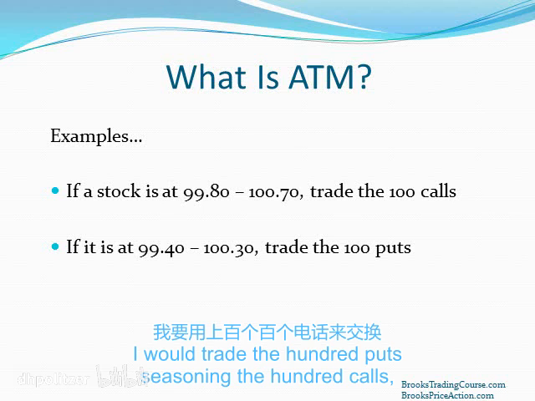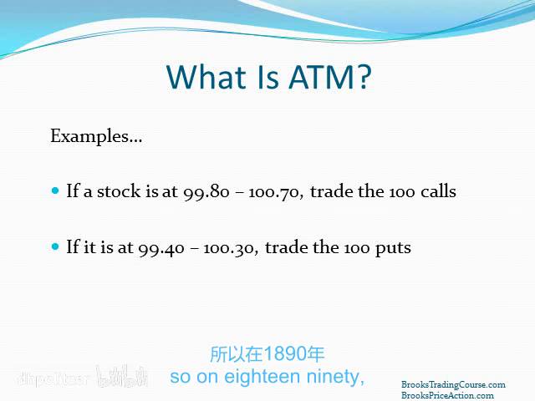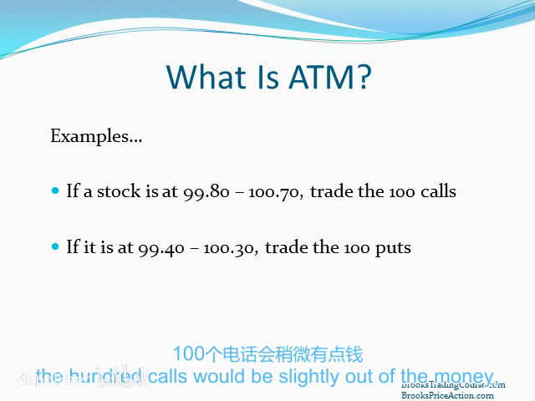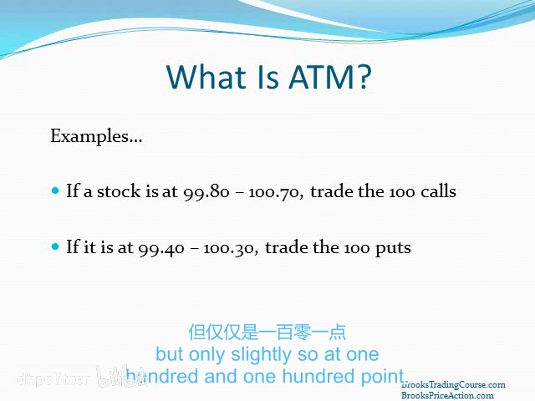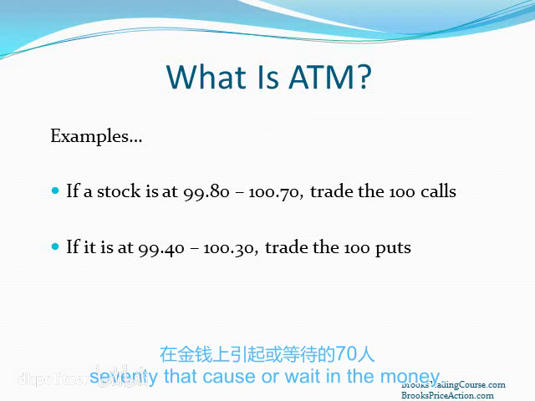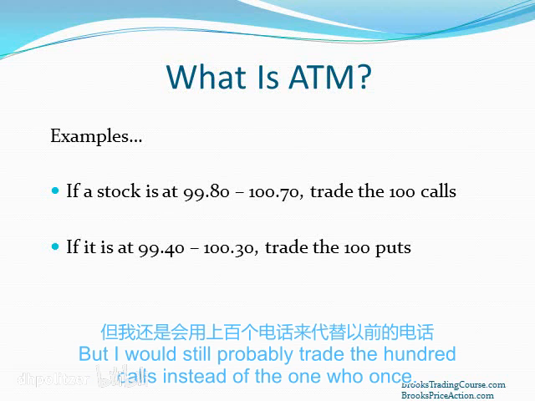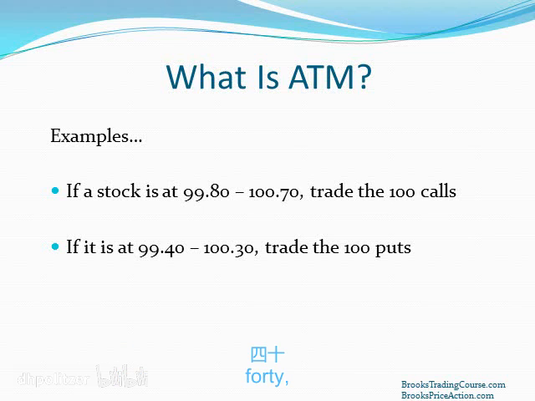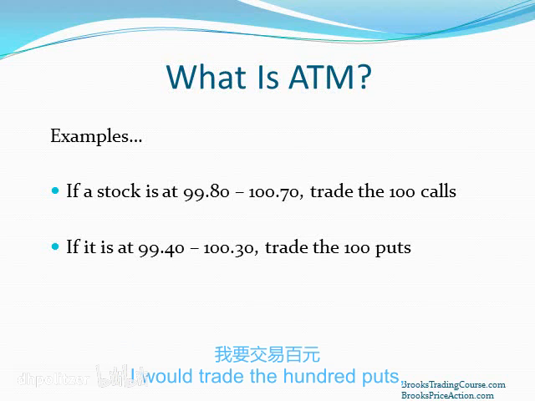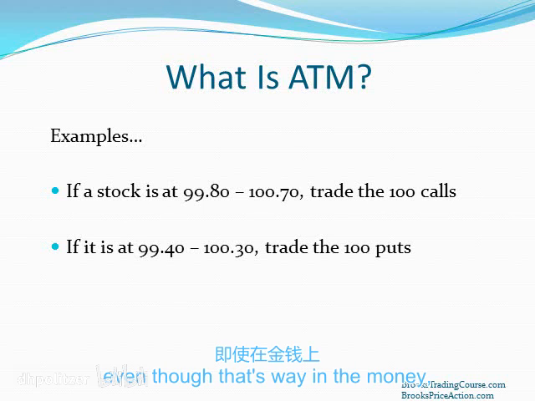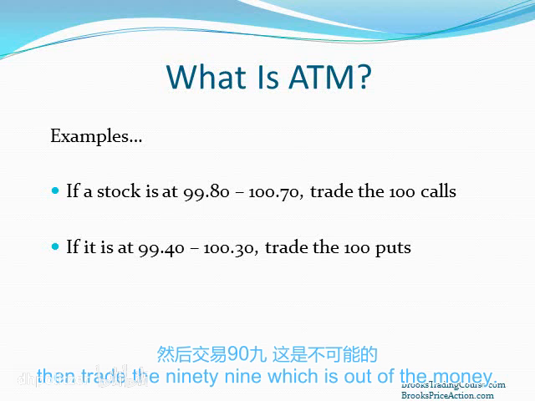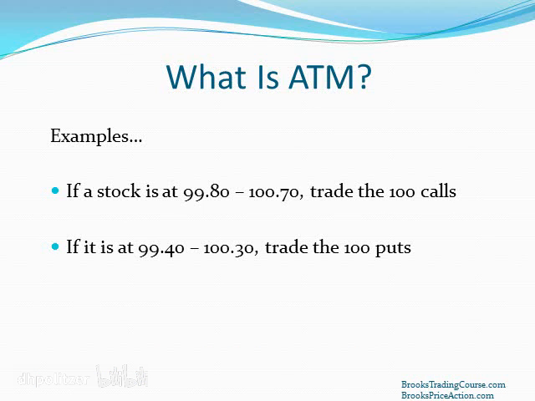An example: let's say a stock is somewhere in the range between 99.80 and 100.70. I would trade the 100 puts. Excuse me, the 100 calls. So even at 99.80, the 100 calls would be slightly out of the money, but only slightly. At 100.70, the calls are way in the money, but I would still probably trade the 100 calls instead of the 101s. If it's at 99.40, I would trade the 100 puts, even though that's way in the money. But I'd rather do that than trade the 99s, which are out of the money.